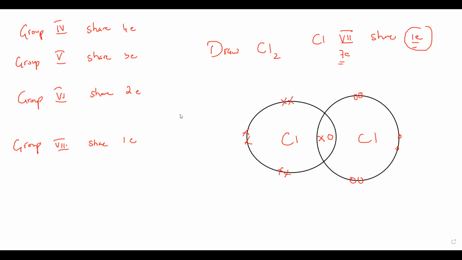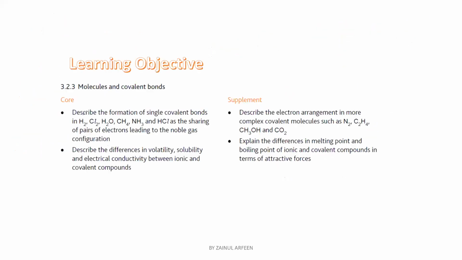So we should be able to draw the structure of what? We should be able to draw the structure of HCl2, which is already done. So we should be able to draw the structure of H2. H2 means hydrogen. Hydrogen is a non-metal and it will always share one electron. It has one electron, and that electron it will share.